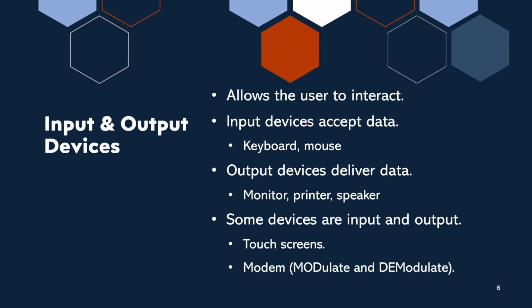Let's look into input and output devices. They allow the user to interact. Input devices accept data, like keyboard and mouse. With the help of these devices, we give our computer instructions. Output devices deliver data, like monitor, printer, and speaker, which deliver data to us and show what the computer is doing on the screen. Some devices are both input and output, like a touch screen, which can be used as both an input device and an output device. Modem, like modulator and demodulator.